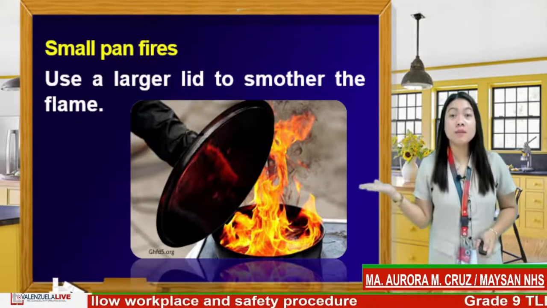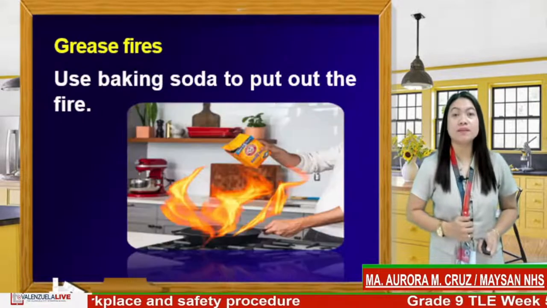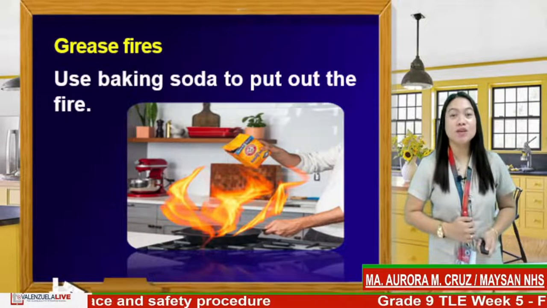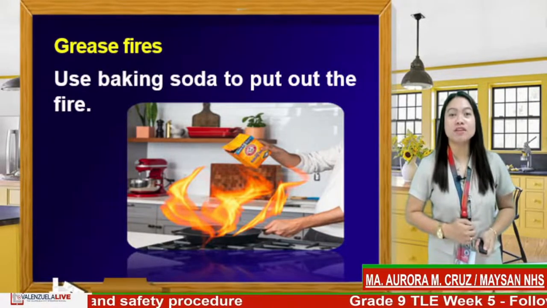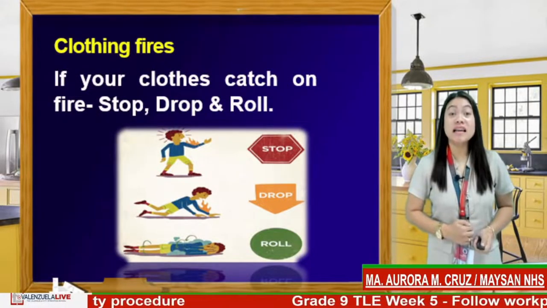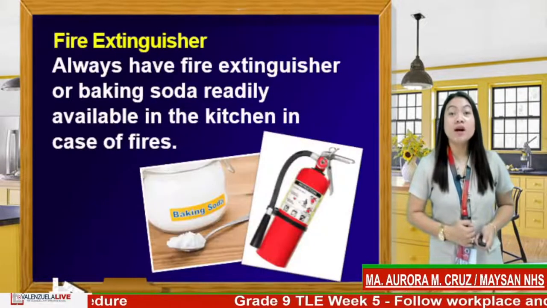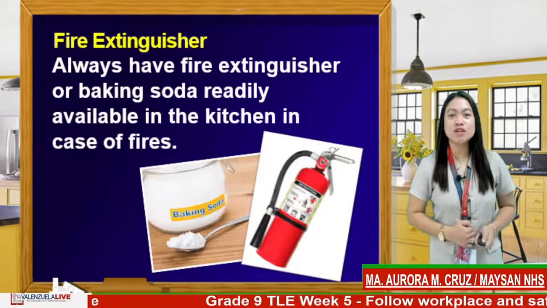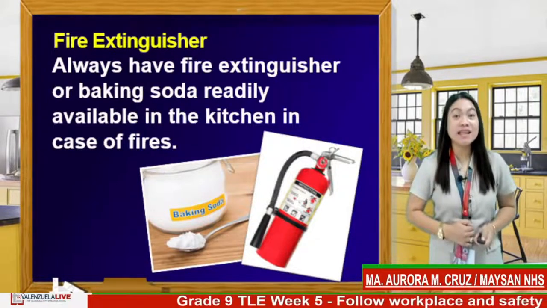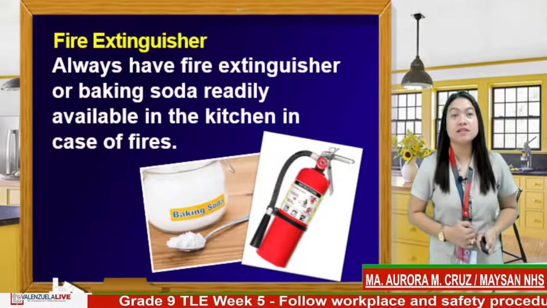For small pan fires, use a larger lid to smother the flame. For grease fires, use baking soda to put out the fire. If your clothes catch on fire, stop, drop, and roll. Furthermore, always have a fire extinguisher or baking soda readily available in the kitchen in case of fires.